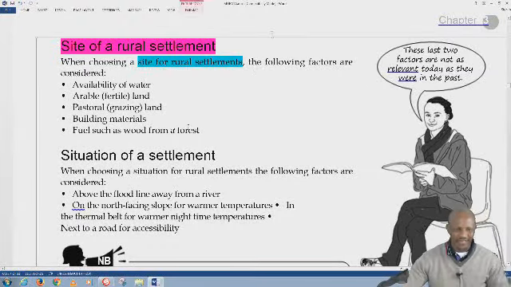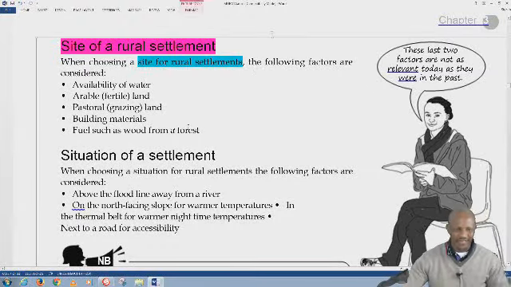Because I'm going to need water on a day-to-day basis. We say there must be water. And there must also be arable, or what you call fertile soil. The land must be very fertile.